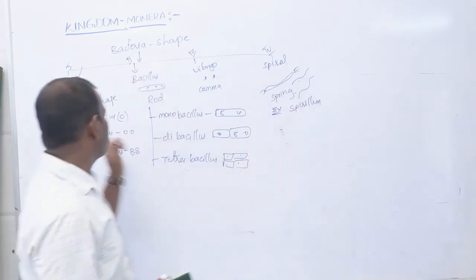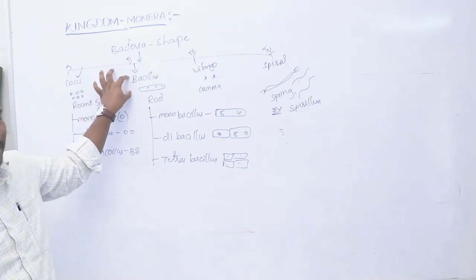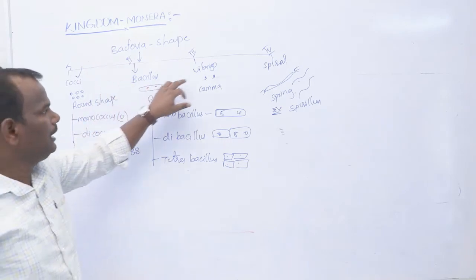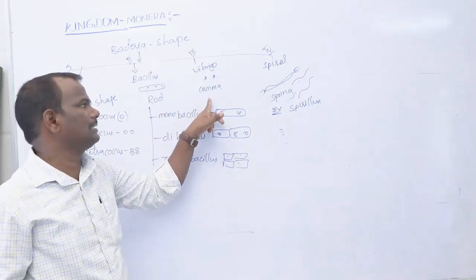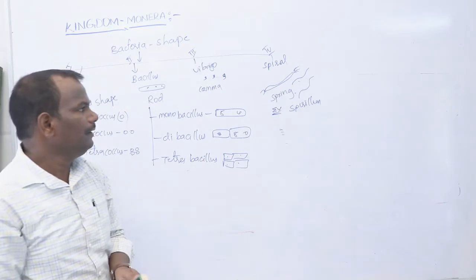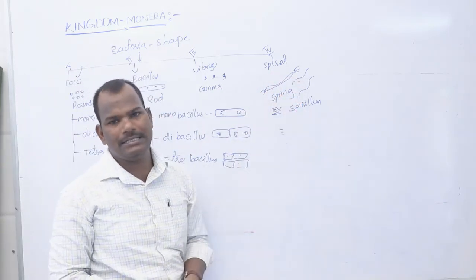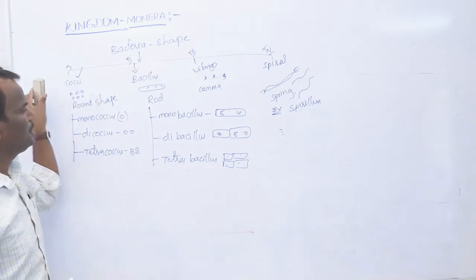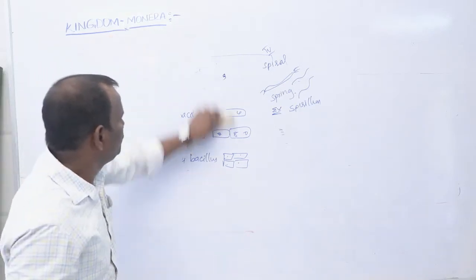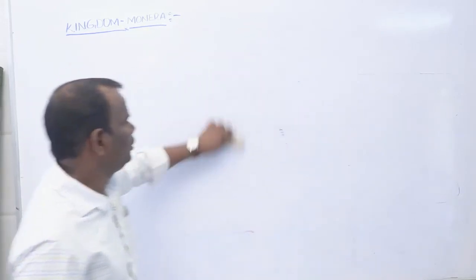Cocci bacteria do not have any flagella. Rod shaped bacteria may or may not have flagella. Vibrio, the comma shaped bacteria, has no flagella. The spiral shaped bacteria consist of flagella. So this is the shape of bacteria. Then we will discuss the nutrition and respiration of bacteria.